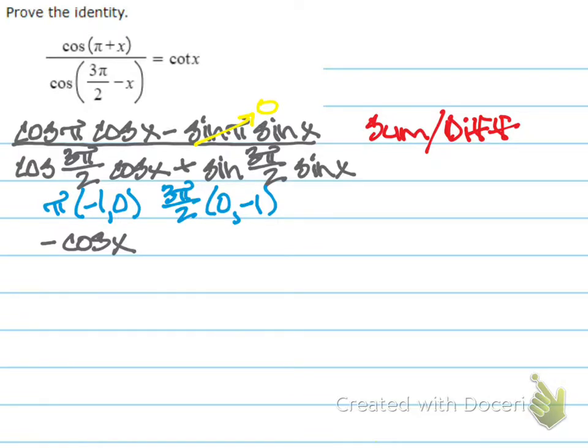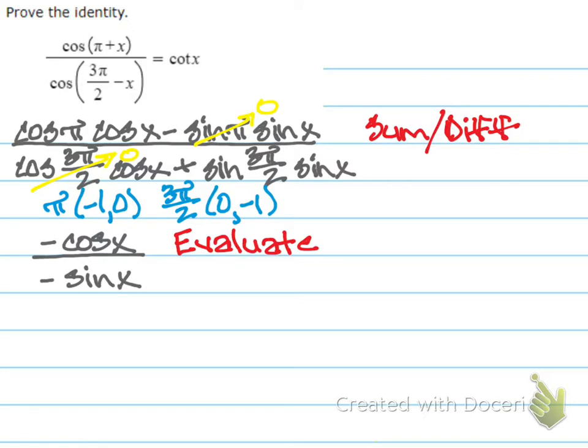And now I'm in the denominator. But the cosine of 3 pi over 2 is 0. So we're going to zero out that term. And then we have the sine of 3 pi over 2, which is -1, which gives me a negative sine x. And our reason for that step is evaluate.